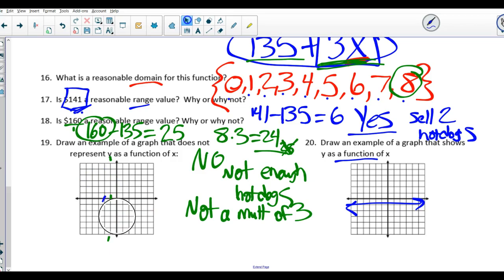On number 19, you can also get creative here as long as it has an area sort of like that where it fails the vertical line test. That's not a function. It could be as simple as that. That fails the vertical line test right there. So as long as it overlaps itself, then it's not a function.